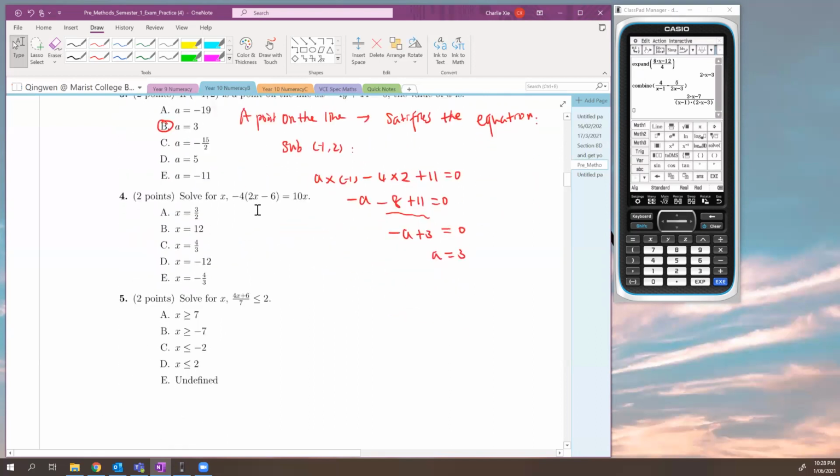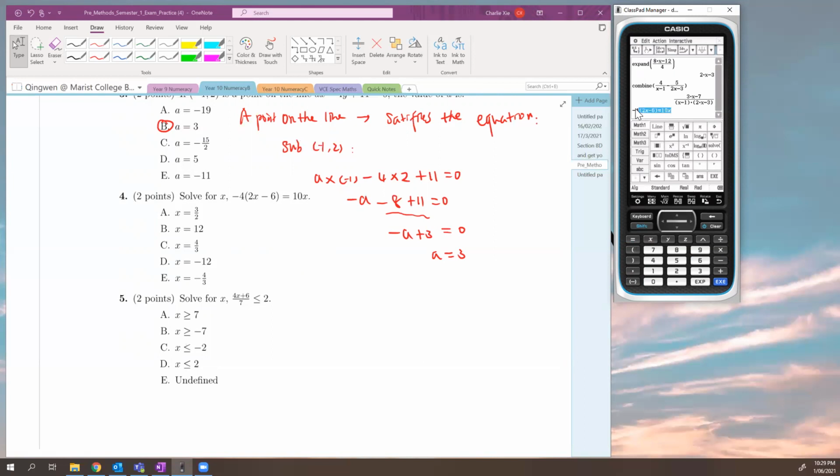Question 4. -4 brackets 2x minus 6 equals 10x. This could be done using the calculator as well. Let me teach you how to use the calculator to type exactly what it is. Don't type the negative sign to start with, because it will default to the answer from the previous question. Instead, click on this minus sign. That's for the minus sign. -4 brackets 2x minus 6 brackets equals 10x.